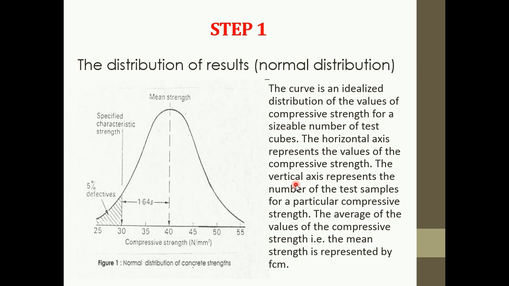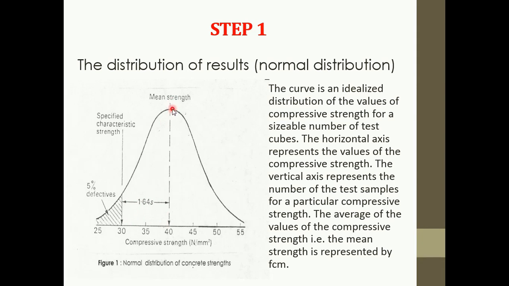For concrete strength, we basically follow the normal distribution, which is an idealized distribution of compressive strength values for a sizable number of tests. Let's say our characteristic strength is 30, the mean strength should depend on some margin to get the mean strength.